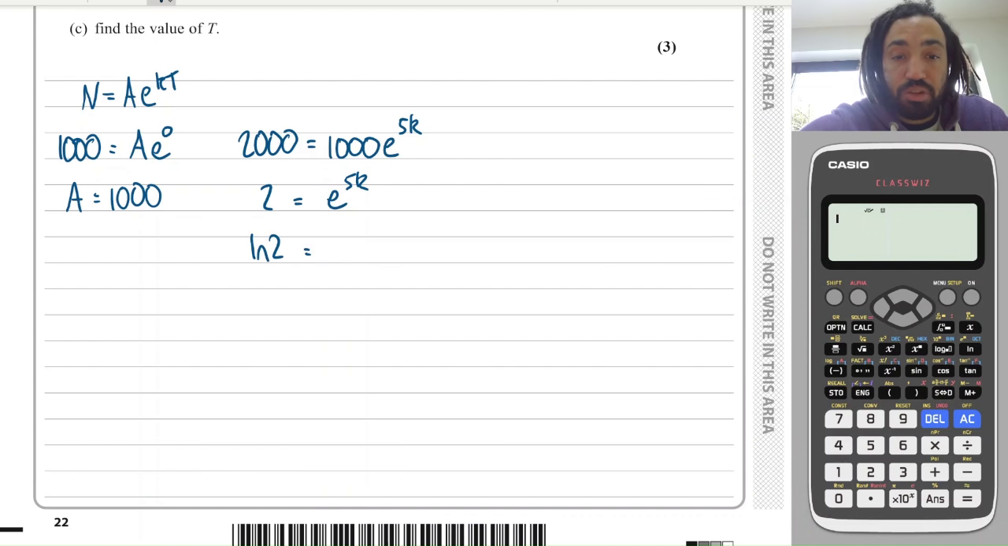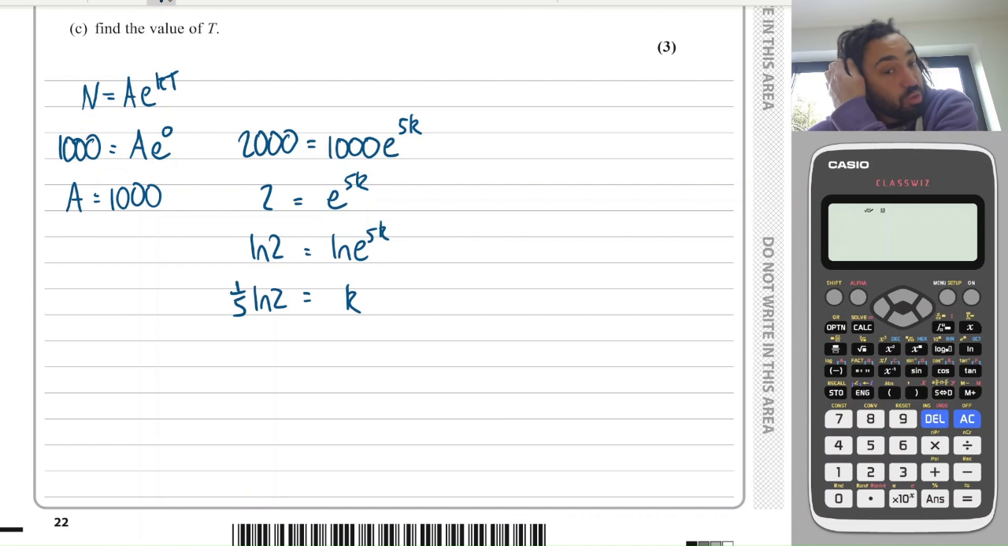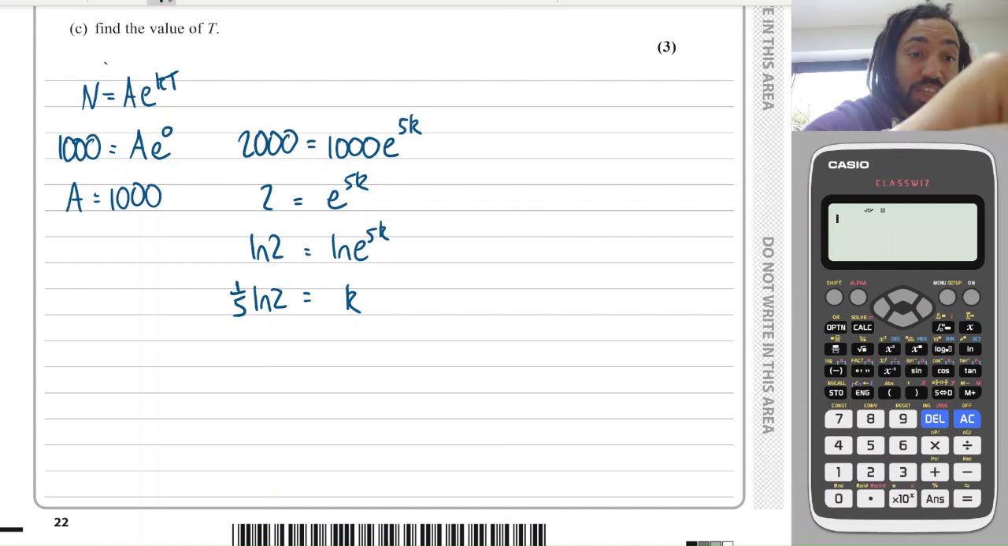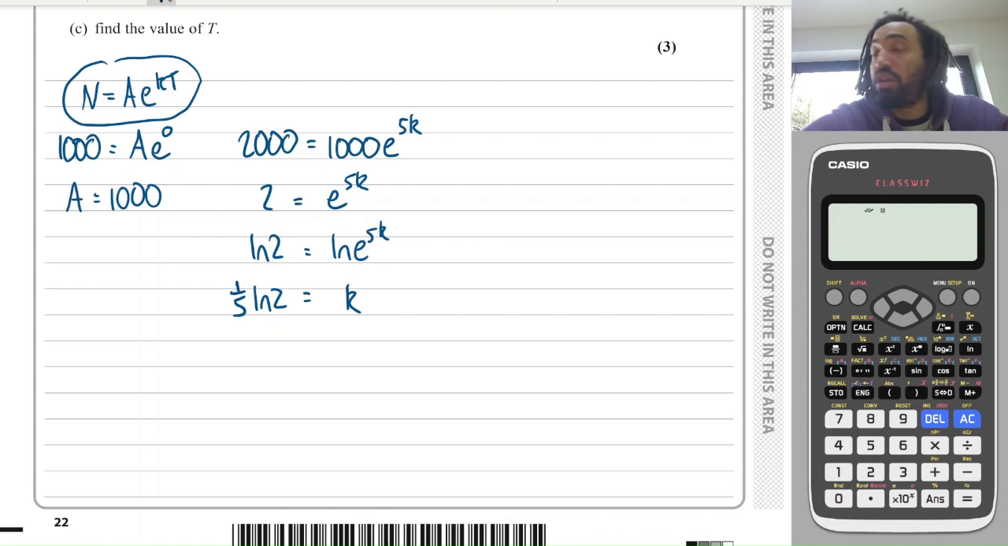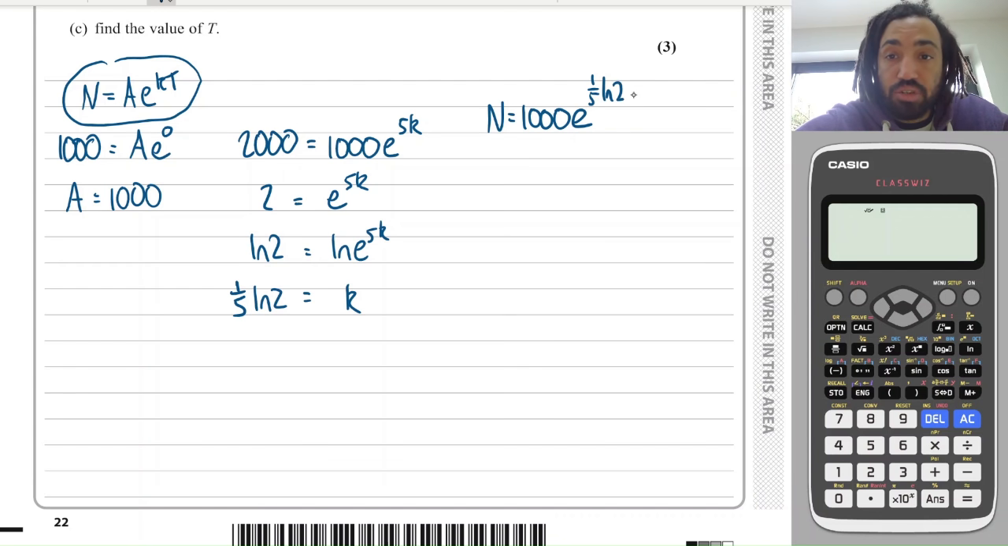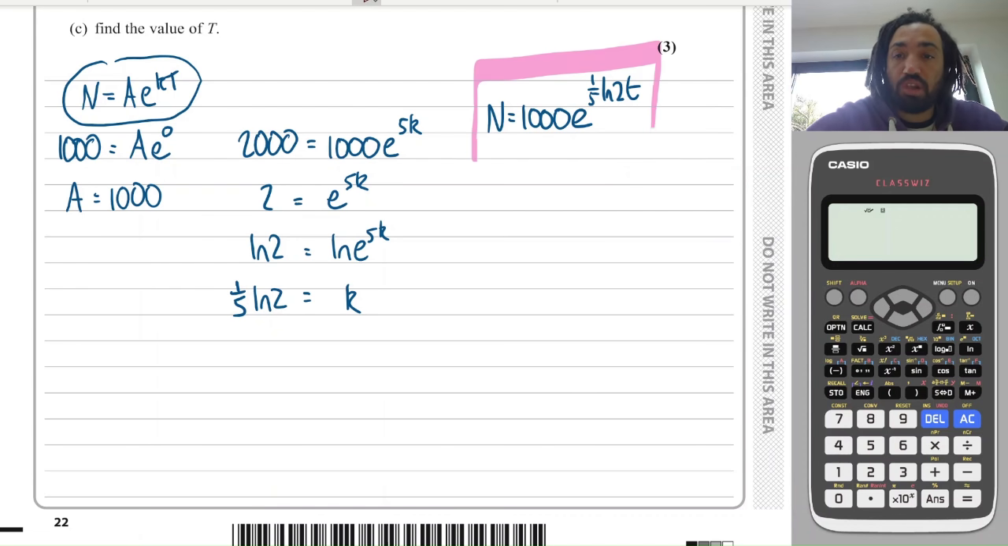Taking the natural logarithm of both sides means that we get ln 2 is equal to 5k, which means that k is equal to 1/5 ln 2. Now, it actually asks us to find the complete equation for the model. So I'm going to have to write that n is equal to 1,000 e to the k, which is 1/5 ln 2, t. And that's my complete equation for the model.